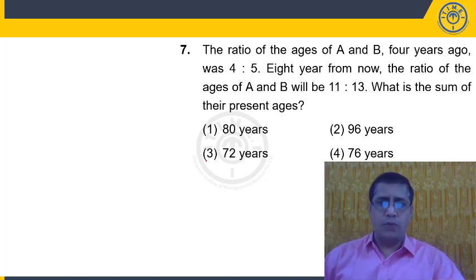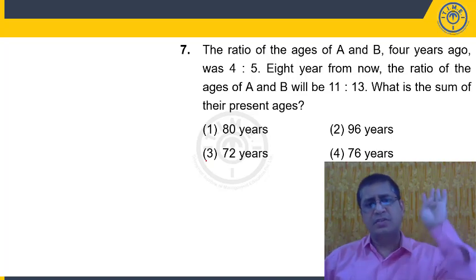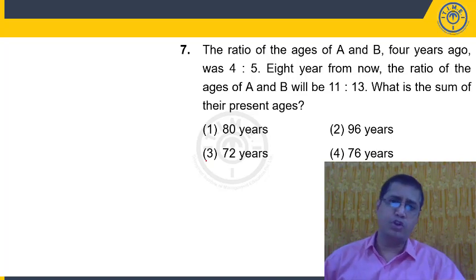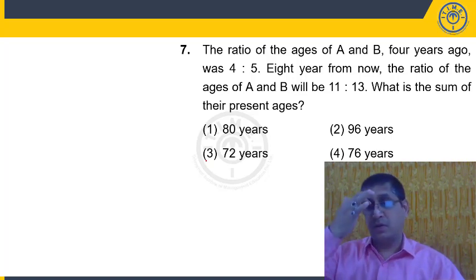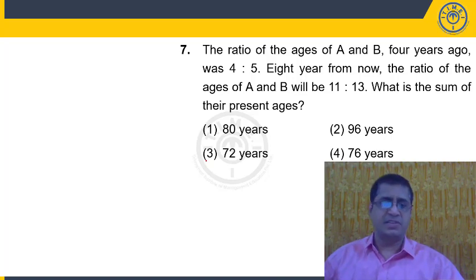The ratio of the ages of A and B 4 years ago was 4:5. 8 years from now, the ratio of the ages of A and B will be 11:13. What is the sum of their present ages? Sum of their present ages. Okay. Now simplify this.